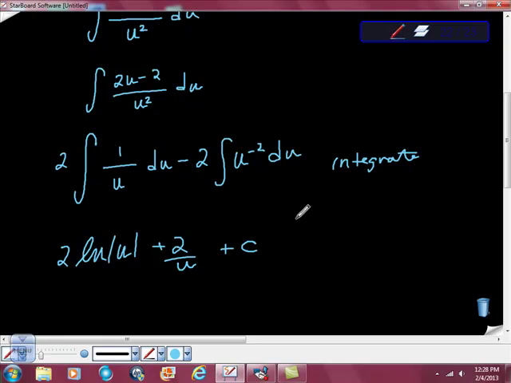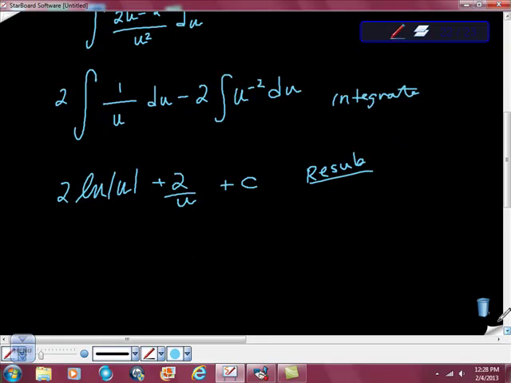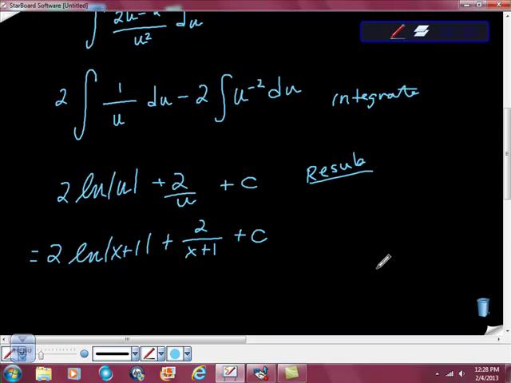And I'm actually pretty much done, but I have to resubstitute. Remember that I let u take on a value. So I'm just going to go ahead and resubstitute. Now I'm going to get 2 ln of absolute x plus 1 plus 2 over x plus 1 plus c, remember, because this is an indefinite integral. So that's my function that I got back. And if you want to know if this is right or wrong, what you could do is check this by differentiation.